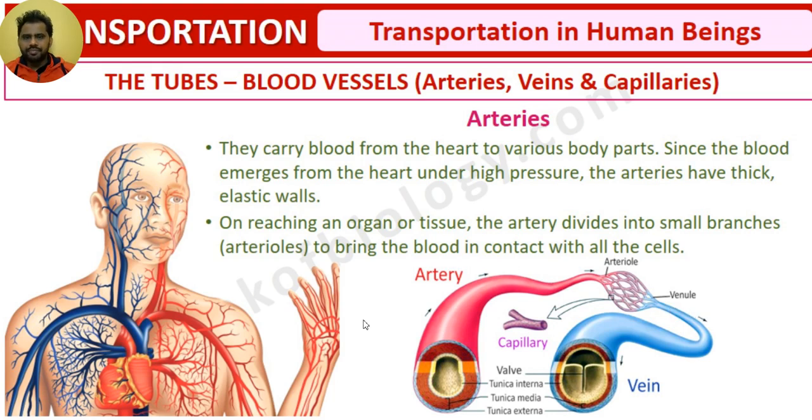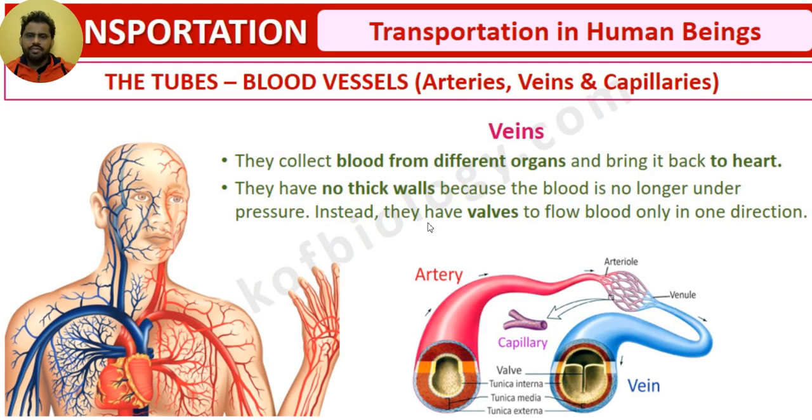Okay, let's go ahead. What is a vein? A vein collects blood from different organs and brings it back to the heart. The artery is taking the blood from the heart to the different body parts. What is a vein doing? A vein is taking the blood from the body organs and bringing it back to the heart. So they don't have thick walls because the blood is no longer under pressure. Instead, they have valves to make blood flow only in one direction.